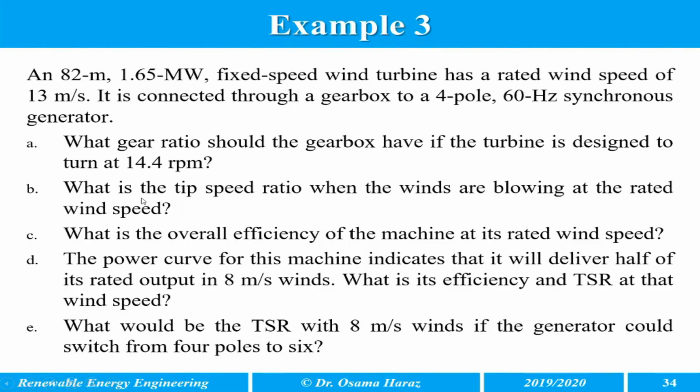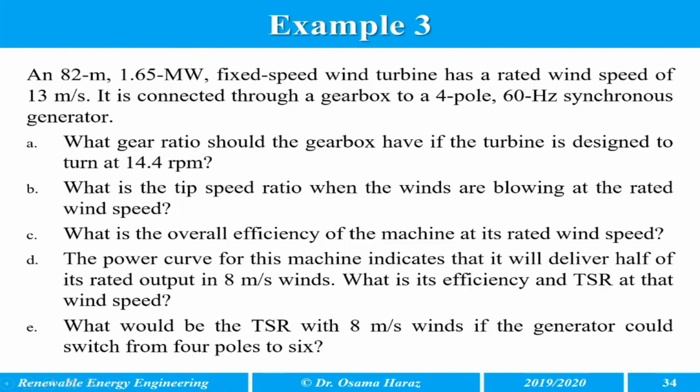What is the tip speed ratio when the wind is blowing at the rated wind speed? What is the overall efficiency of the machine at its rated wind speed? And the power curve for this machine indicates that it will deliver half of its rated output in 8 meters per second wind. What is the efficiency and TSR at that wind speed? Finally, what would be the TSR with 8 meters per second wind if the generator could switch from 4-pole to 6-pole?